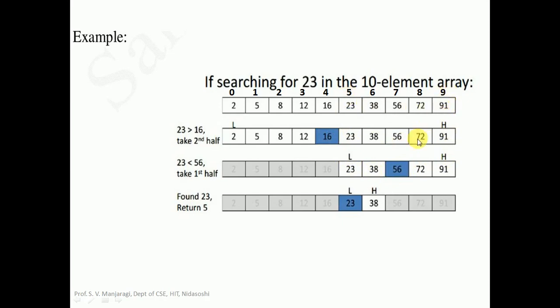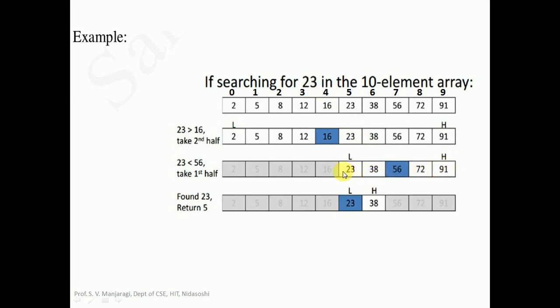So we got it as 7. So the index of the middle element is 7, the element is 56. So let us compare the key with 56. 23 doesn't match with 56. After finding this middle element, again this part of the array is divided in two parts.